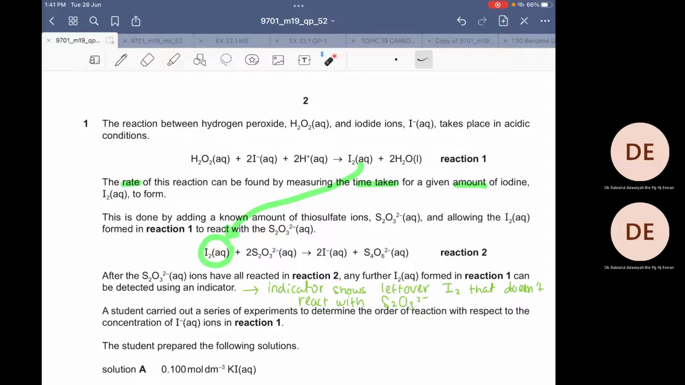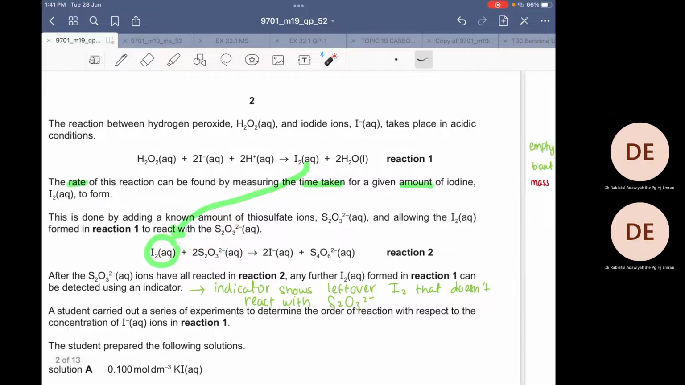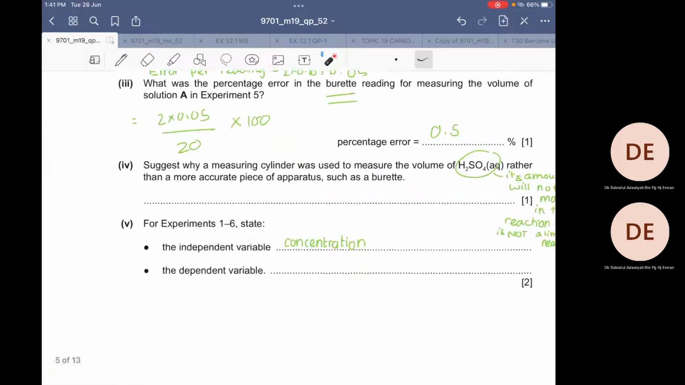So this excess unreacted iodine is the one that will cause the indicator to change color. So that means when the indicator changes color, there's no more thiosulfate to react with this iodine. That's what it means.